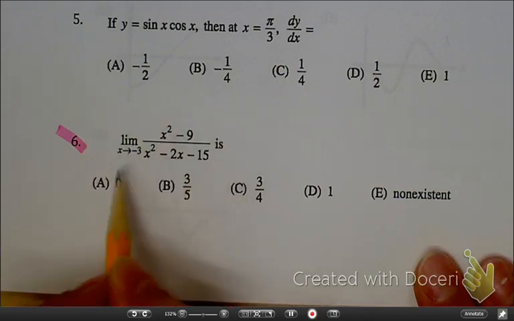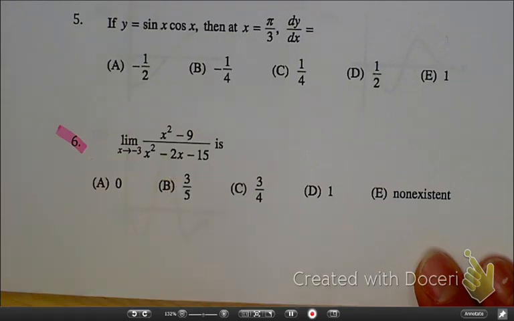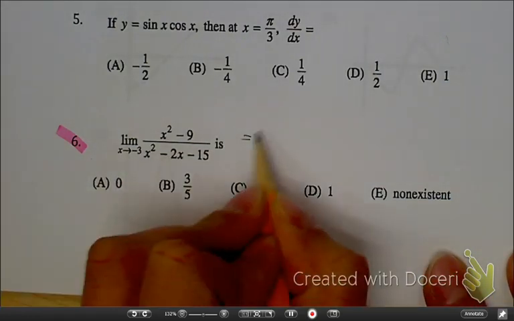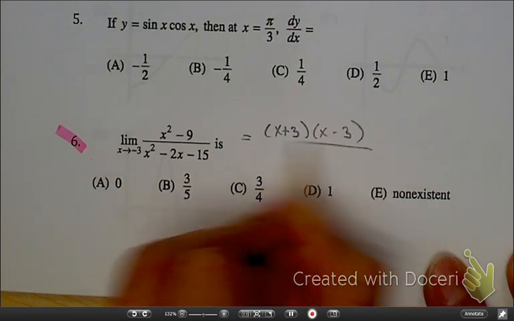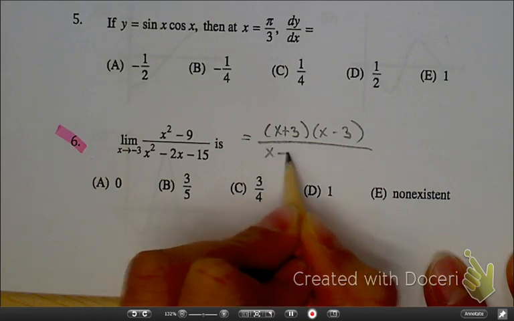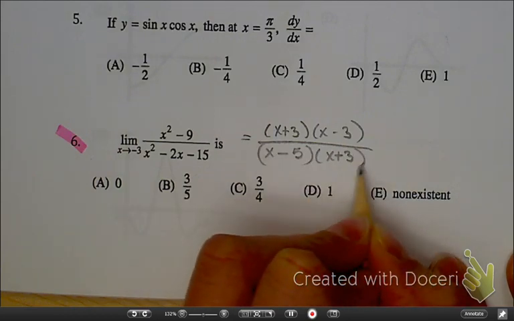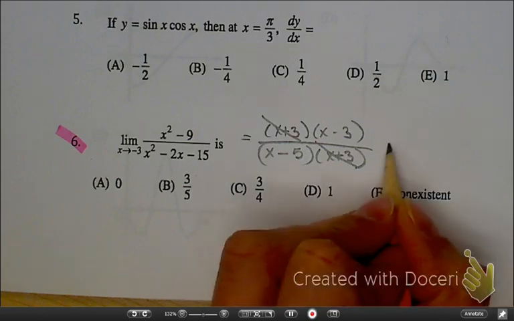When you plug negative 3 into the function, you may find that it equals 0 over 0. So since it's in the indeterminate form, you can use L'Hopital's rule. But I'm going to go back and do it the way that we learned it originally, which was to factor and simplify out the hole. So if I factor the numerator, I get x plus 3, x minus 3. If I factor the denominator, I get x minus 5, x plus 3. So since I have this x plus 3 factor in the numerator and denominator, I can simplify that to be 1.